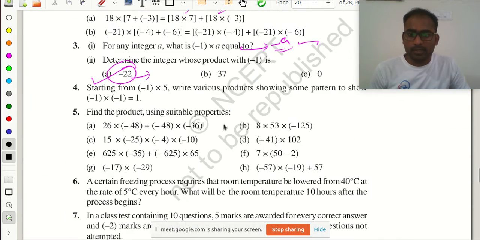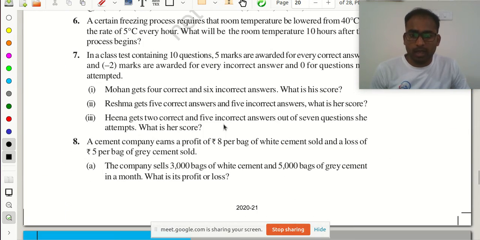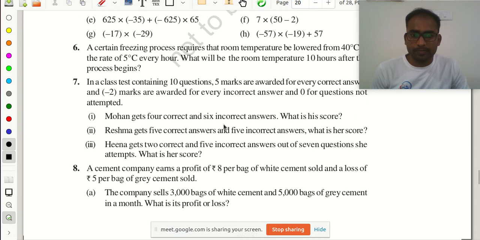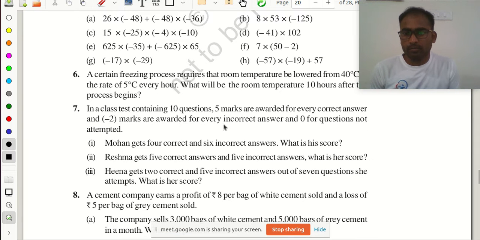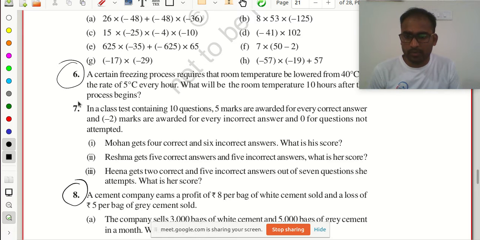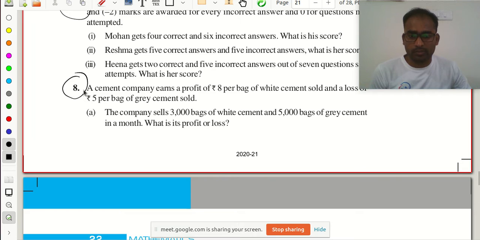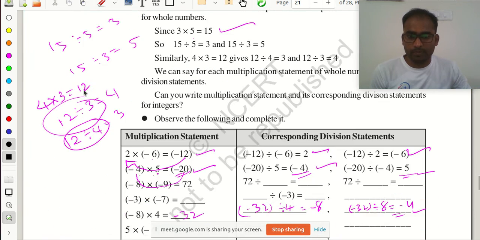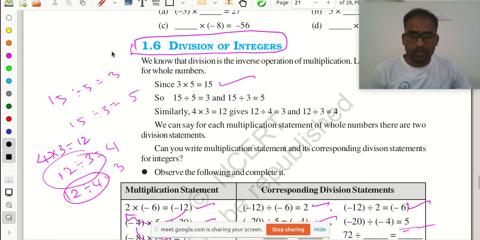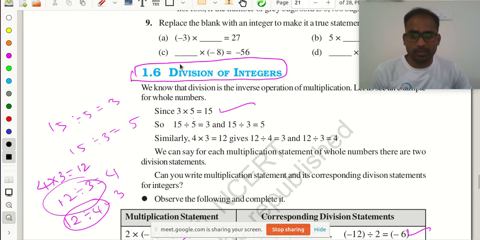Clear? These are the exercise problems. Have you solved these exercise problems? If you have not solved them, solve them today. If you have any doubts, I will discuss with you. And we discussed the division of integers. Okay?